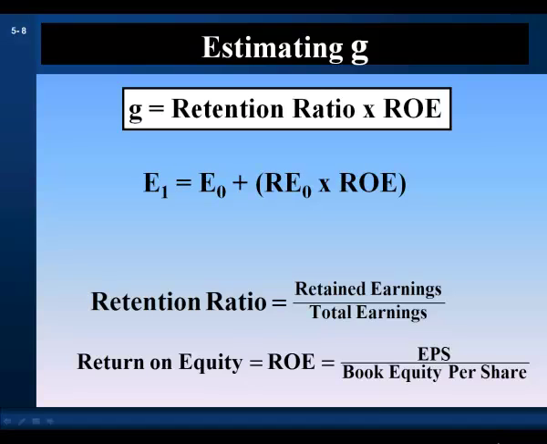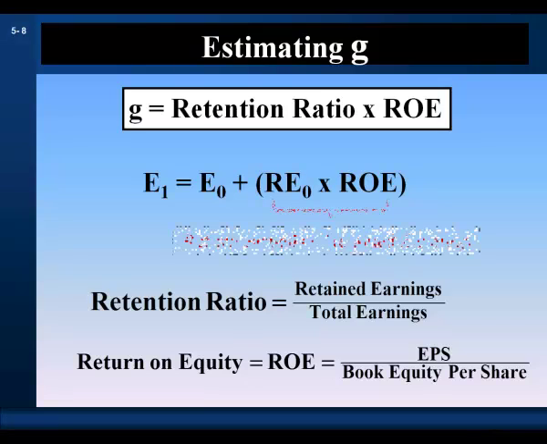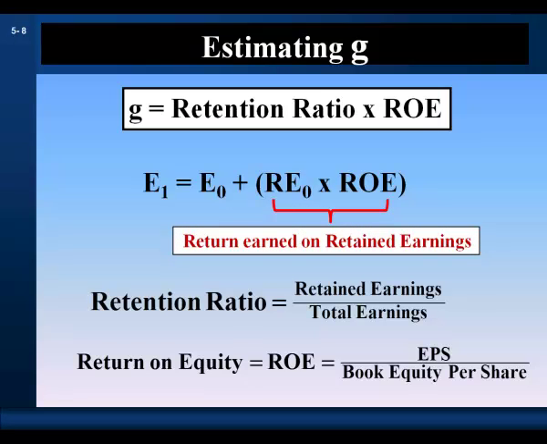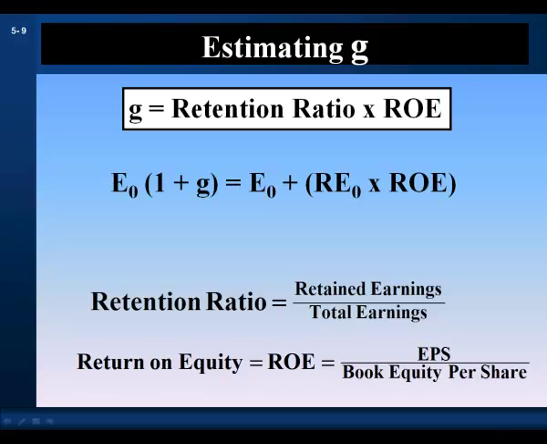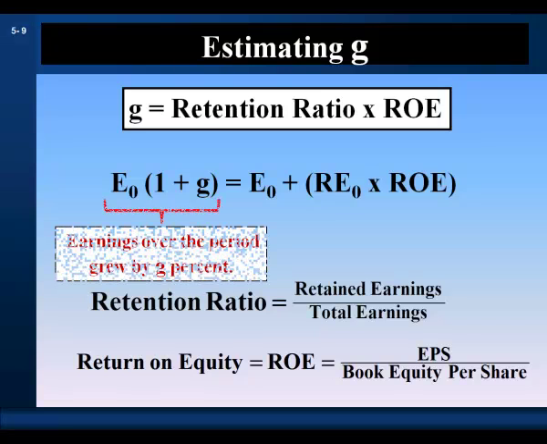Given the period's initial earnings, E0, and the earnings at the end of the period, E1. Earnings at the end of the period is equal to the initial earnings plus the retained earnings times return on equity. And this is the return earned on the retained earnings over the period. The end of period earnings can be restated as the initial earnings times 1 plus G, as the earnings over the period grew by G%.